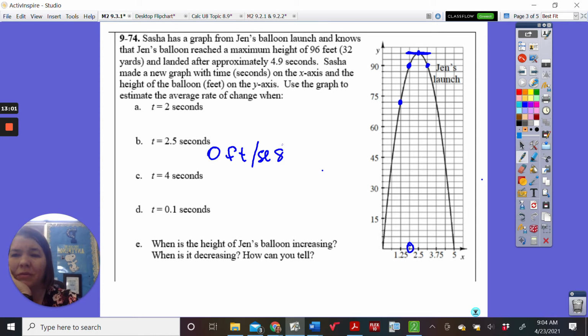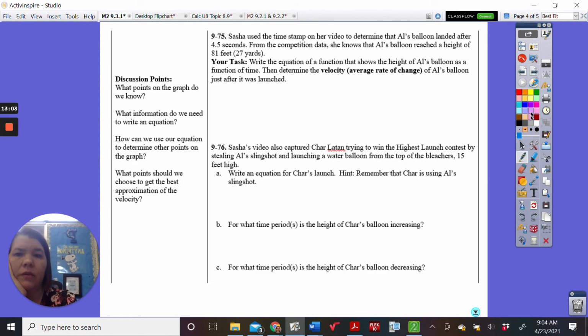We're going to skip this one. All right, Sasha used the timestamp on her video to determine that Al's balloon landed after 4.5 seconds from the competition data. She knows that Al's balloon reached a height of 81 feet, which is 27 yards. Write the equation of a function that shows the height of Al's balloon as a function of time.